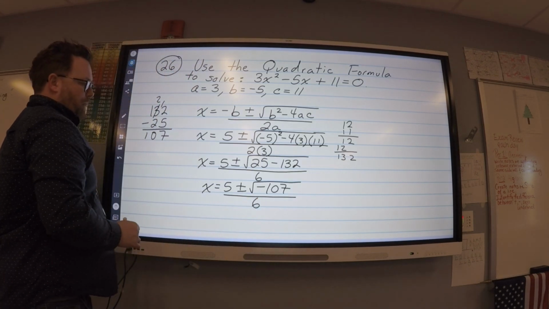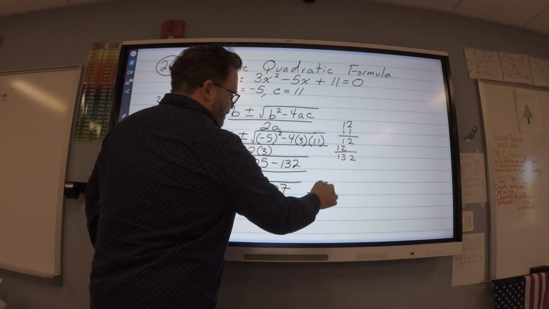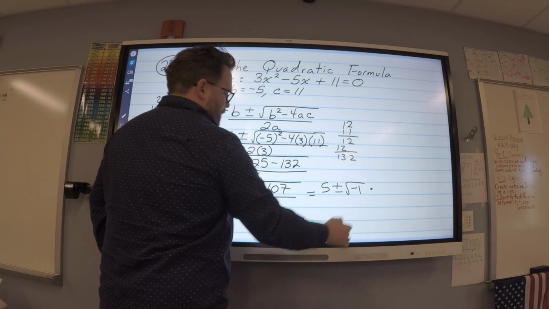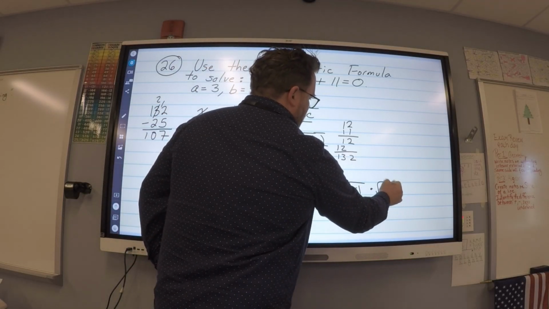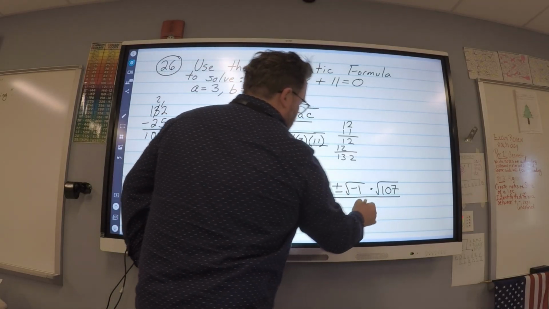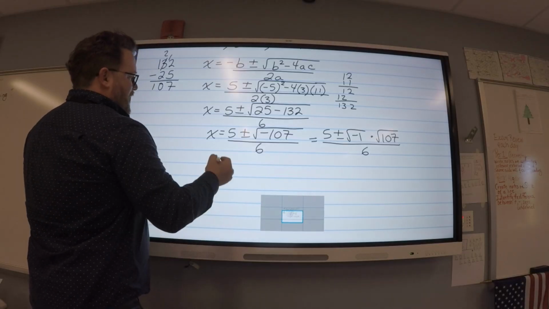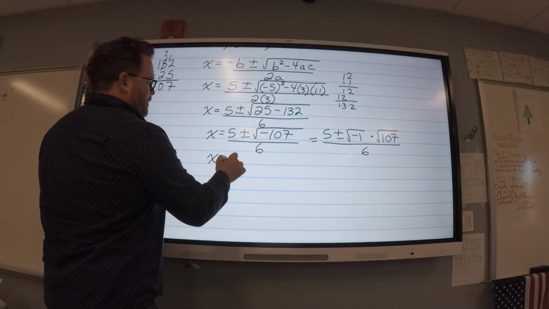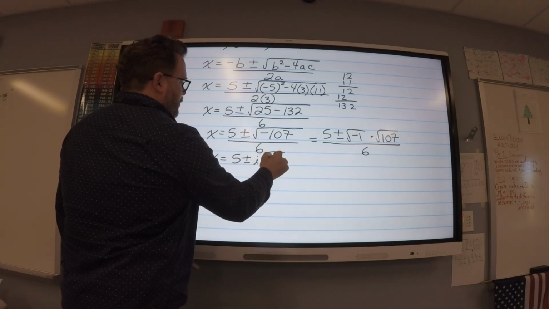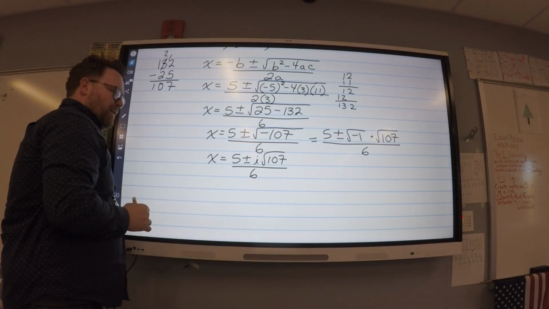So what I want to do is factor out the square root of negative 1 here, so I'm going to rewrite this as 5 plus or minus the square root of negative 1 times the square root of 107, over 6. The square root of negative 1 is i, so we're going to say x equals 5 plus or minus i times the square root of 107 over 6.